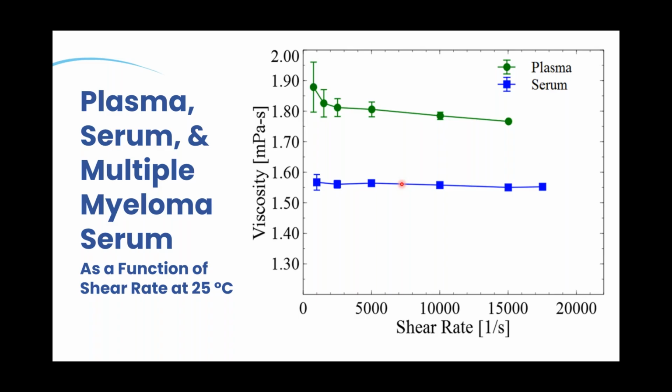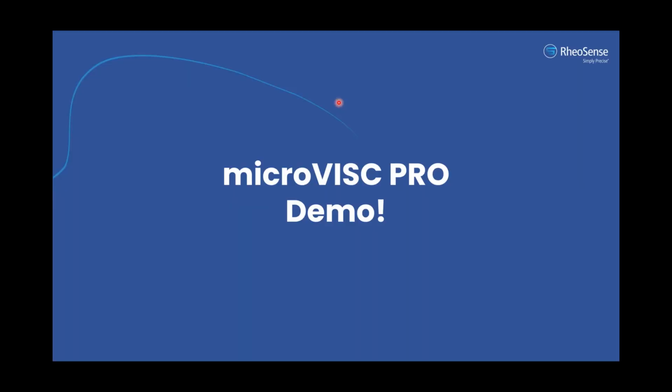So both plasma and serum are showing their behavior here, and they're behaving as Newtonian fluids. The blood plasma may be shear thinning for these lower shear rates, but it's not well discernible here. So let's go ahead and continue now with the microVISC Pro demo.